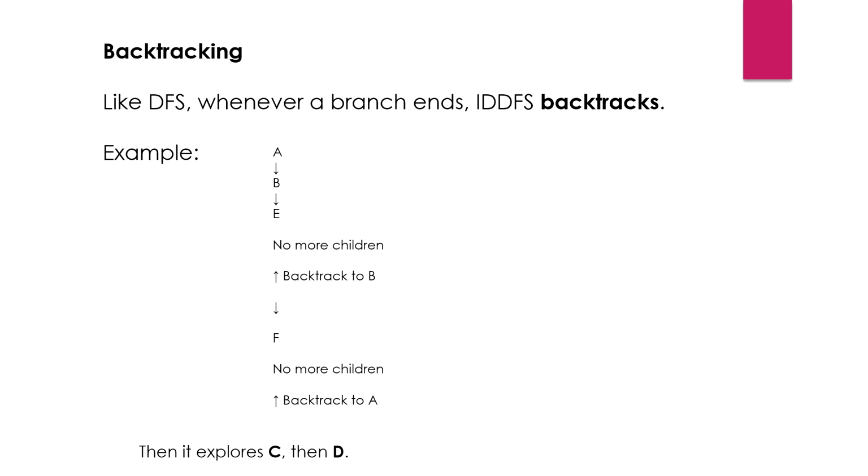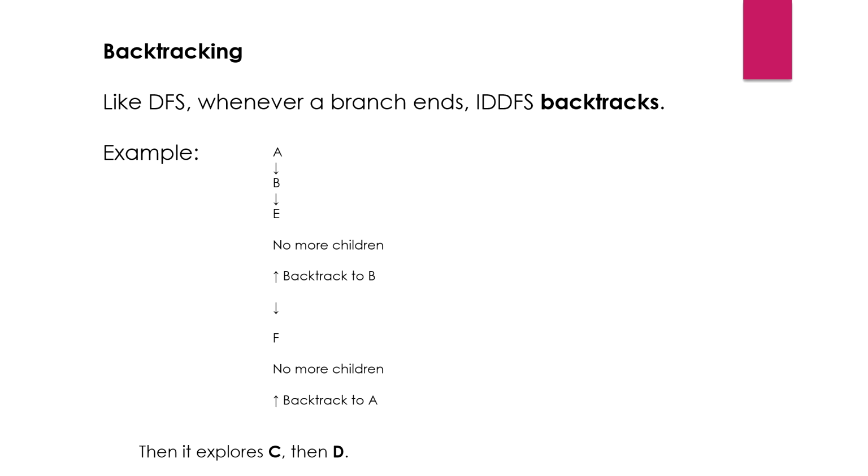One of the important concepts in IDDFS is backtracking. Backtracking simply means returning to the previous node whenever no further child nodes are available. For example, suppose the algorithm moves A to B, B to E. Now, if E has no children nodes, the search returns to B. Then it explores F. Once F is completed, it again returns to A. This process continues until every possible branch within the current depth limit has been explored.